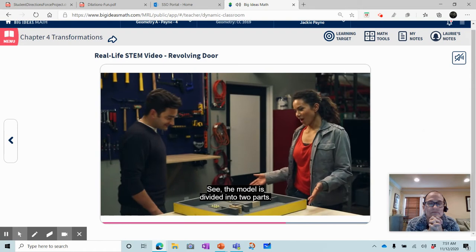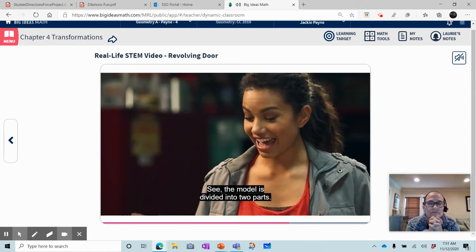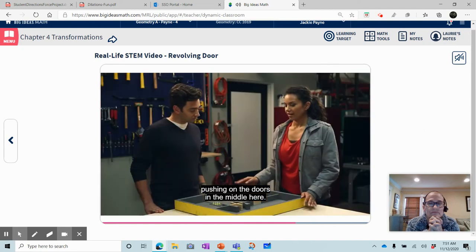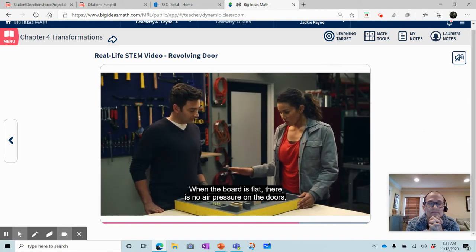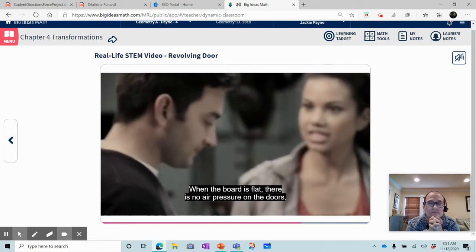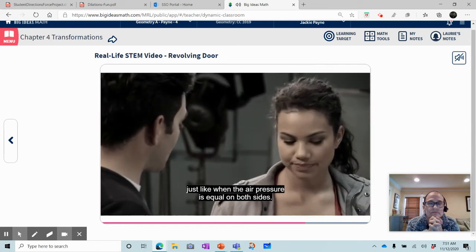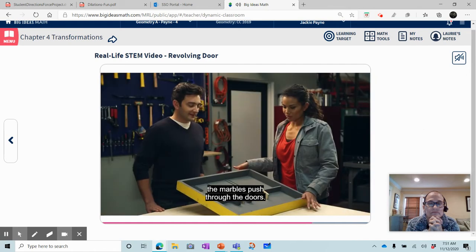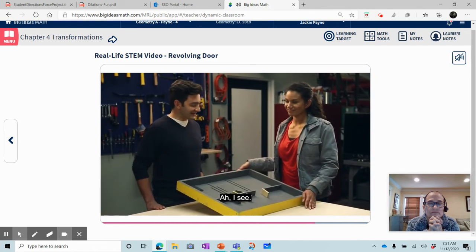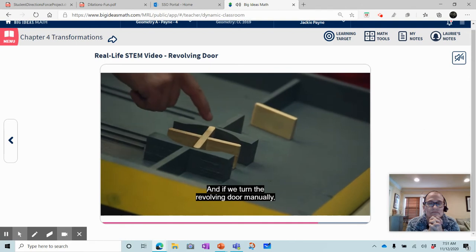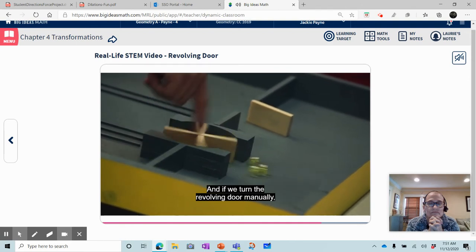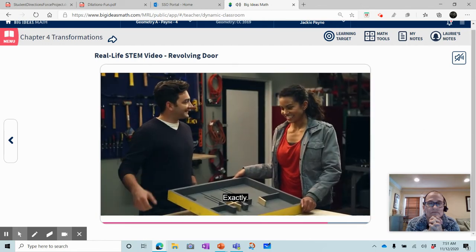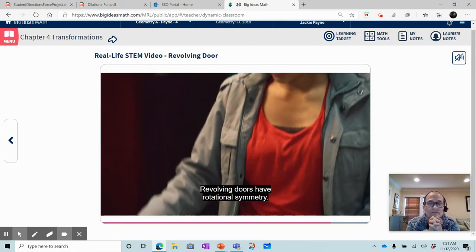See? The model is divided into two parts, and the marbles represent the air pressure pushing on the doors in the middle here. When the board is flat, there is no air pressure on the doors, just like when the air pressure is equal on both sides. Okay. But when you tilt the board up, the marbles push through the doors. I see. And if we turn the revolving door manually, it easily lets the marbles through, just like a normal door. Exactly. Revolving doors have rotational symmetry.